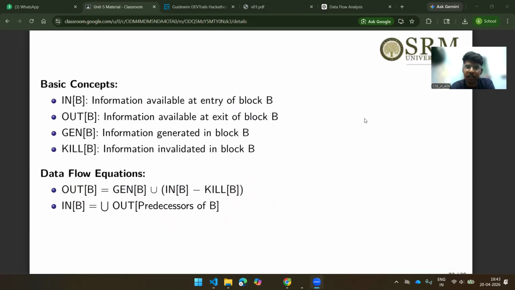To understand the data flow, we use four key terms: in, out, gen, and kill. Information that is entering a block is said to be in, and the information available at the exit of the block is out. Information generated in block B is gen. Information invalidated in block B is kill.